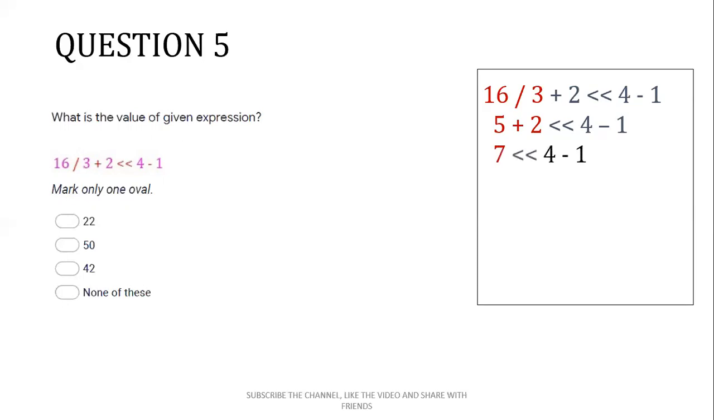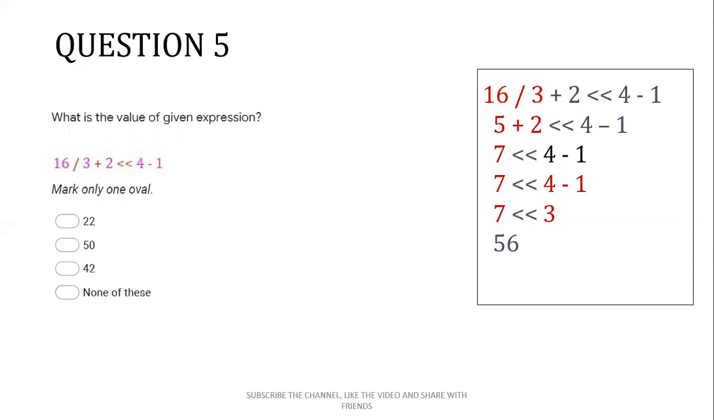Now we have the left shift operator, so the left operand of left shift is 7. What is the right operand? The right operand will be 4 or 4 minus 1. So how will you decide? It will be 4 minus 1 because minus has higher precedence than left shift, so it will be evaluated first, and 4 minus 1 will give you 3. So finally you have both operands of the left shift operator, so it will give you a value of 56.